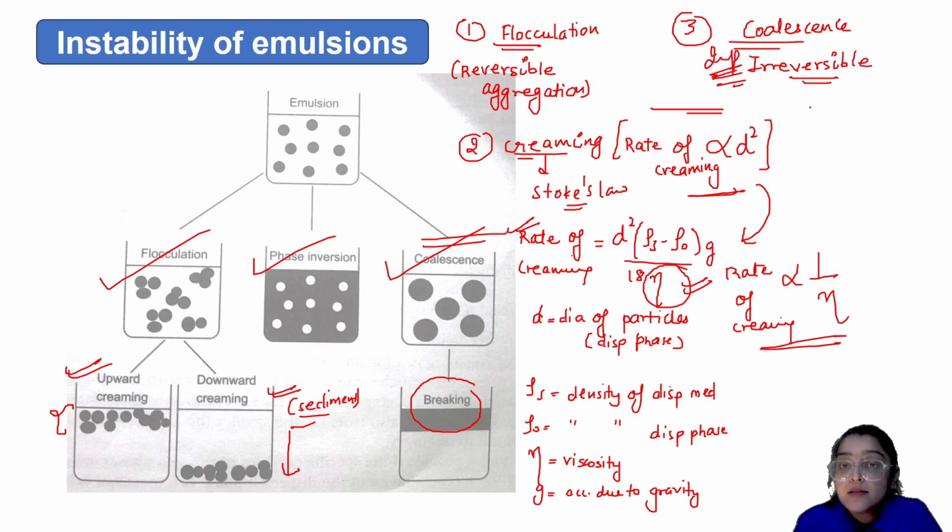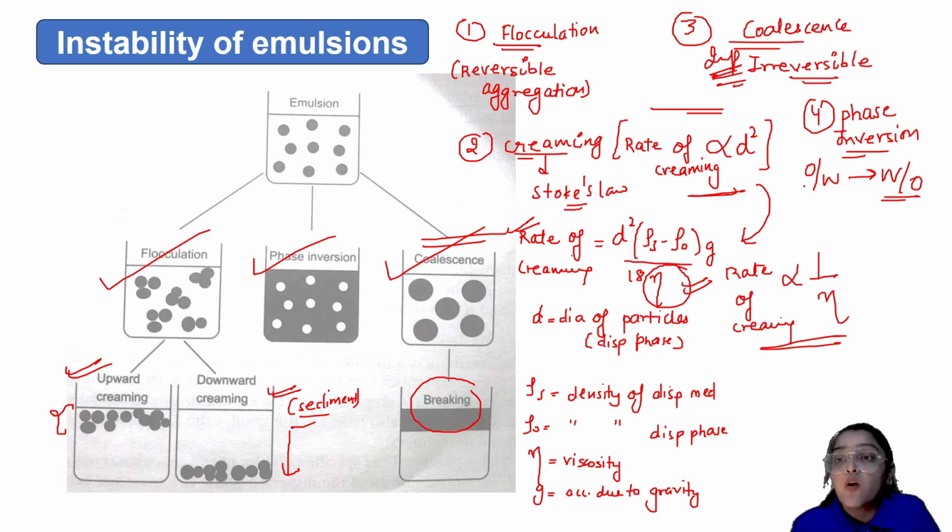Okay, last is your phase inversion. In case of phase inversion, as we know, the phase is going to invert, that is, the oil in water type emulsion will convert to the water in oil type emulsion, right. So if we intend to prepare an oil in water type emulsion, but the final emulsion turns out to be the water in oil type, that means some type of instability has occurred in your emulsion. This could be due to the addition of electrolytes, a change in temperature, or a change in your phase volume ratio. There are multiple factors due to which this can happen, but these are some major reasons.